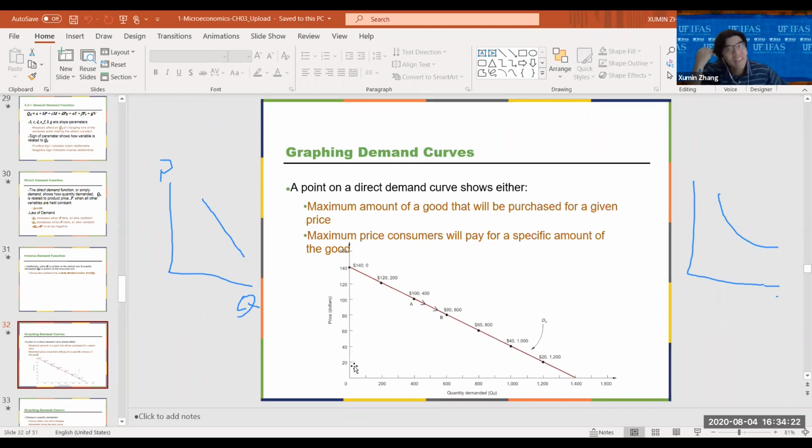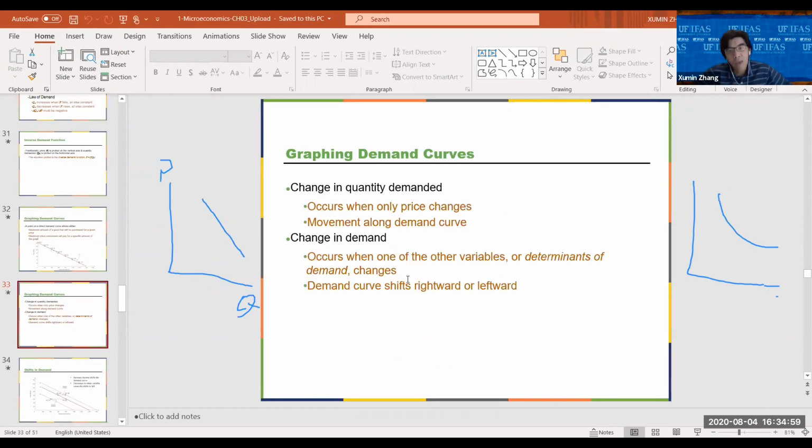Although I try not to make it more complicated, the idea you have to know is that it challenges your mathematical capability. Whether you can do this: first of all, you can have a function, you can draw the lines, and then you can find the dots on these lines. Or I give you different dots, and then you can connect them and come up with a demand function.